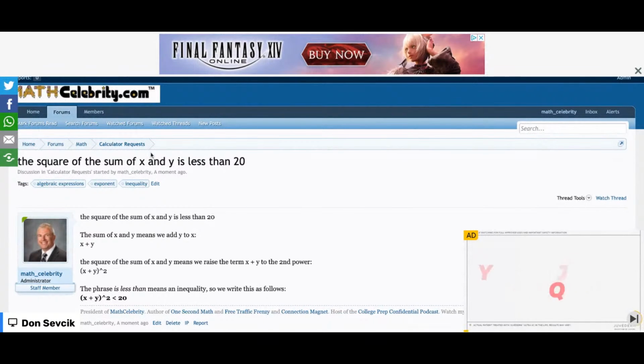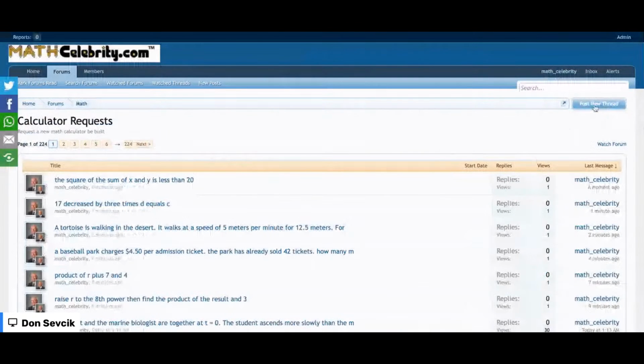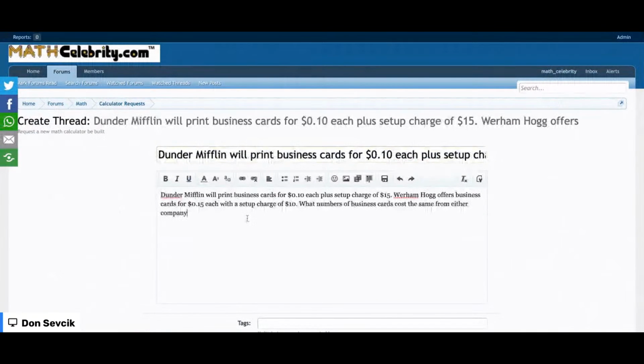Dunder Mifflin. I know we have some Office fans who use our site, so we'll do this one. Dunder Mifflin will print business cards for 10 cents each, plus setup charge of 15. Wareham Hogg offers business cards for 15 cents each with a setup charge of 10. What numbers of business cards cost the same from either company?